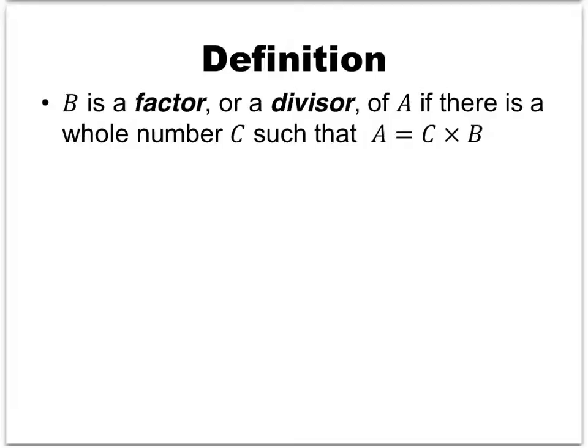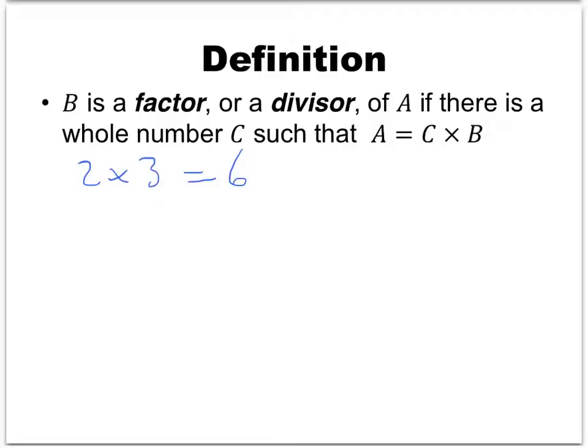Let's look at our second definition. A number B is a factor or divisor of a number A if there is a whole number C such that A equals C times B. Again, this is kind of hard to understand, so let's look at a simple example. Let's take the equation 2 times 3 equals 6.